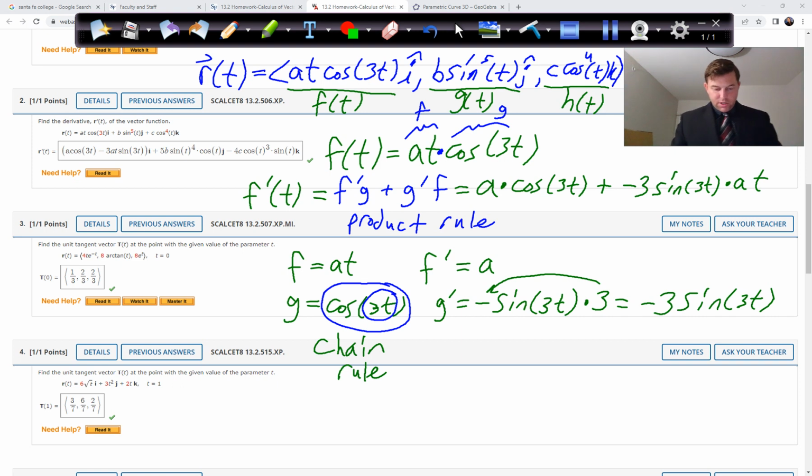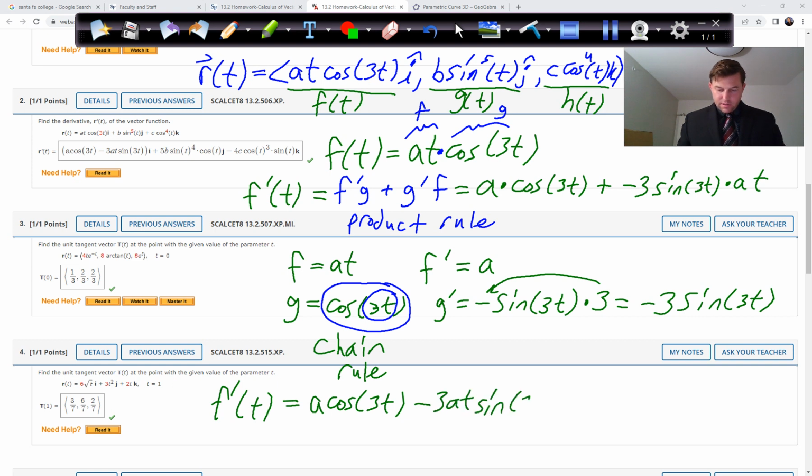So the first function, its derivative is, if I simplify a little bit, a cosine of 3t minus 3at sine 3t. And you can see I wrote that in front of the i vector. So a cosine 3t minus 3at sine 3t. So all of that goes in front of the i component, unit vector. That's one of three derivatives we need to do.